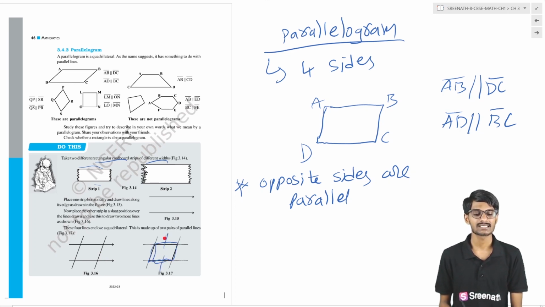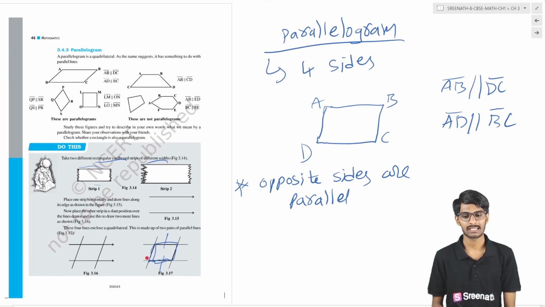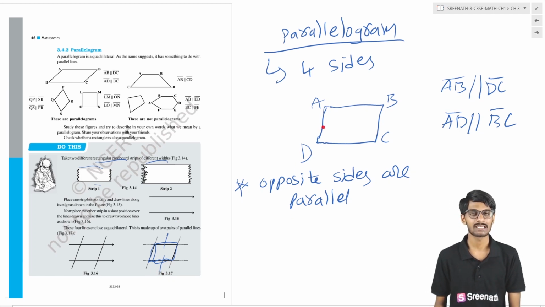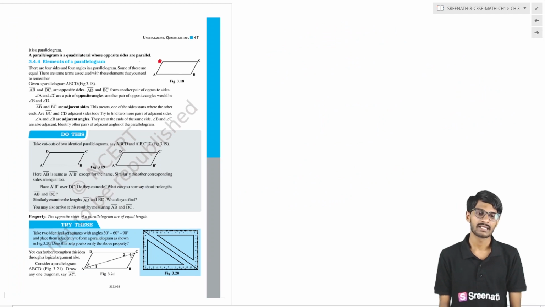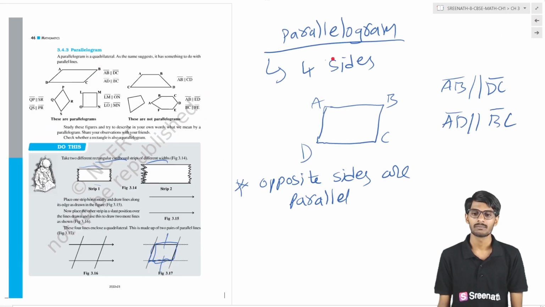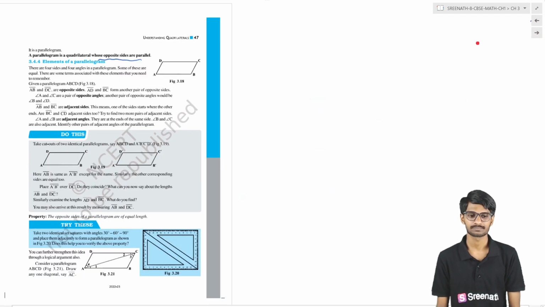So opposite sides are parallel. Opposite sides are parallel in parallelogram, students. That is the one thing you have to remember. And a parallelogram is a quadrilateral whose opposite sides are parallel. Parallelogram is nothing but a quadrilateral whose opposite sides are parallel.